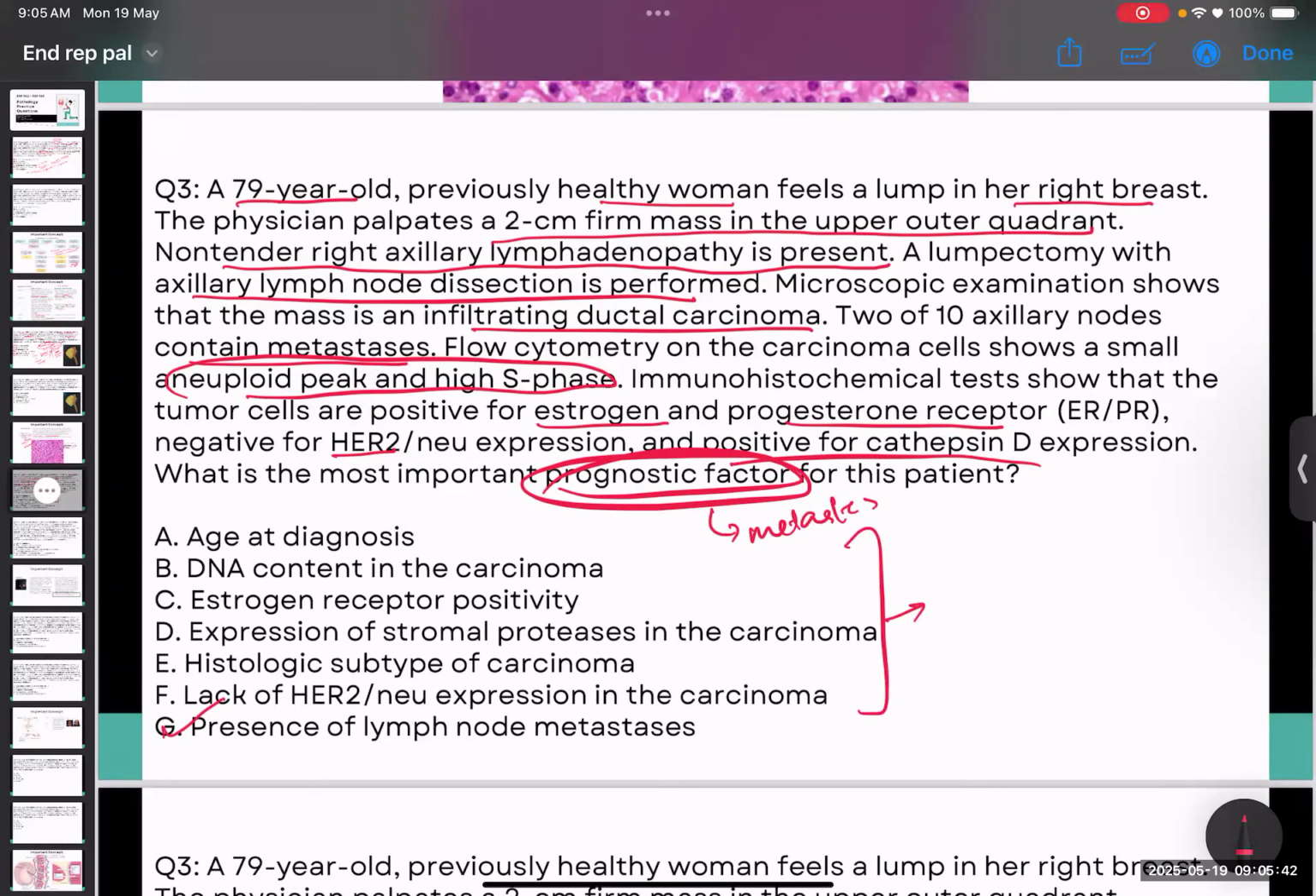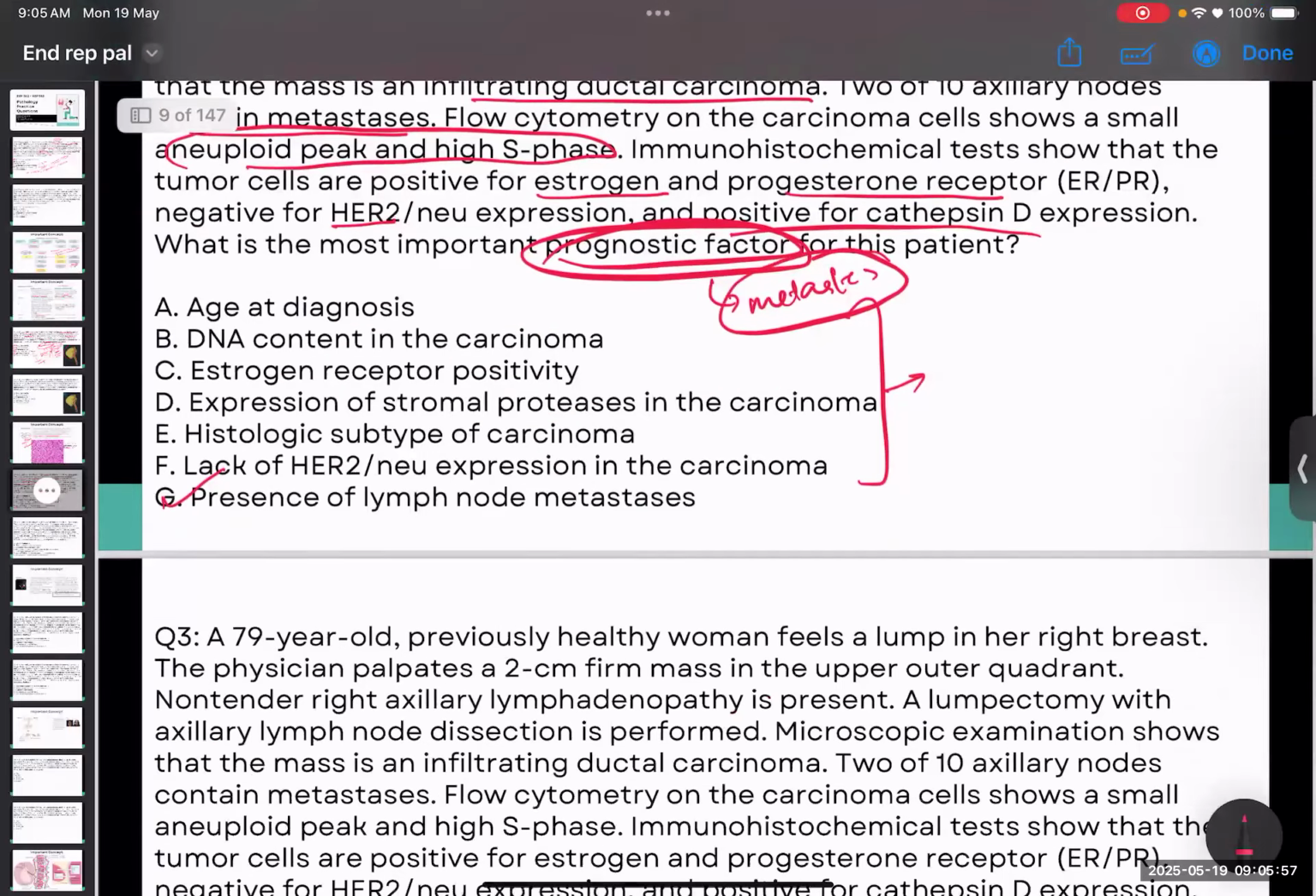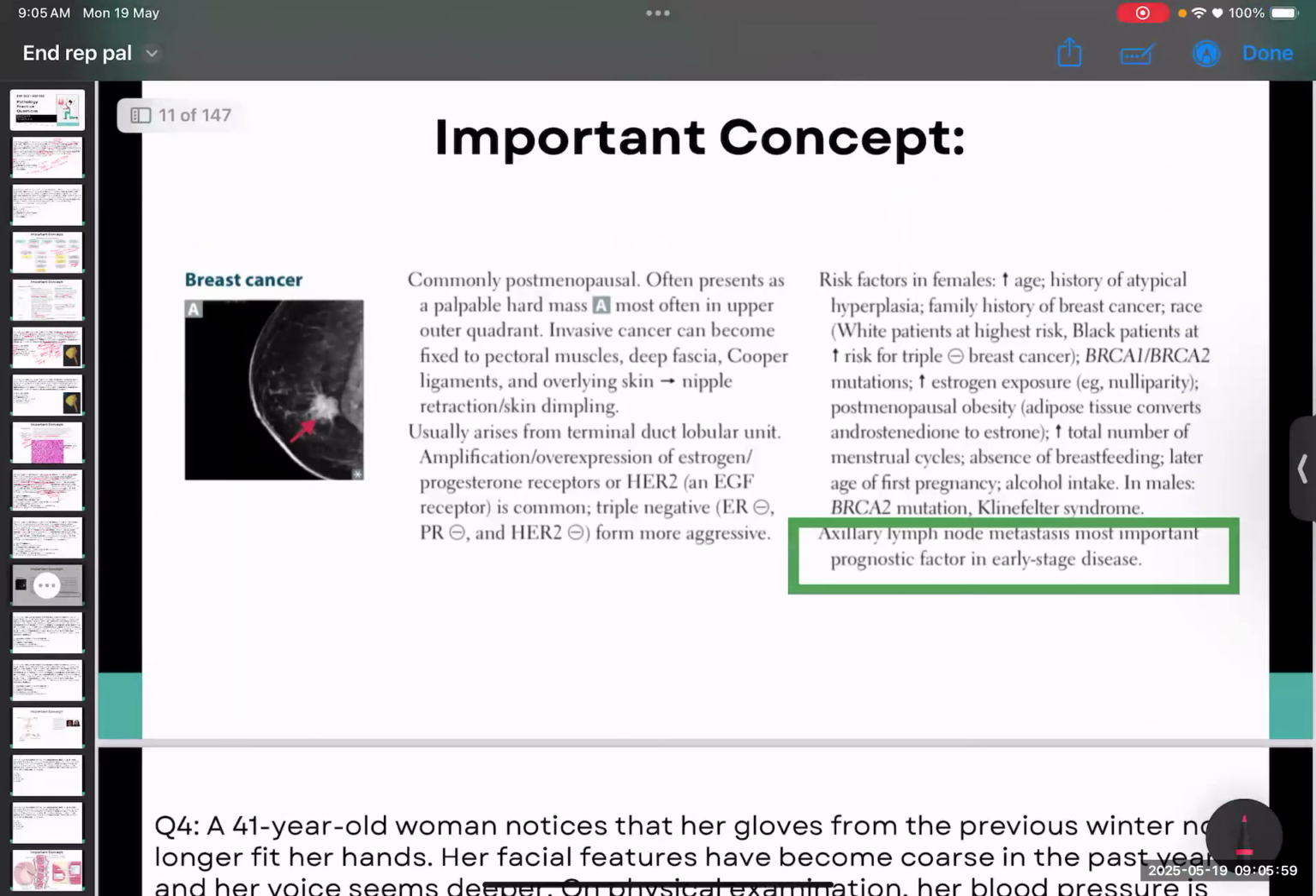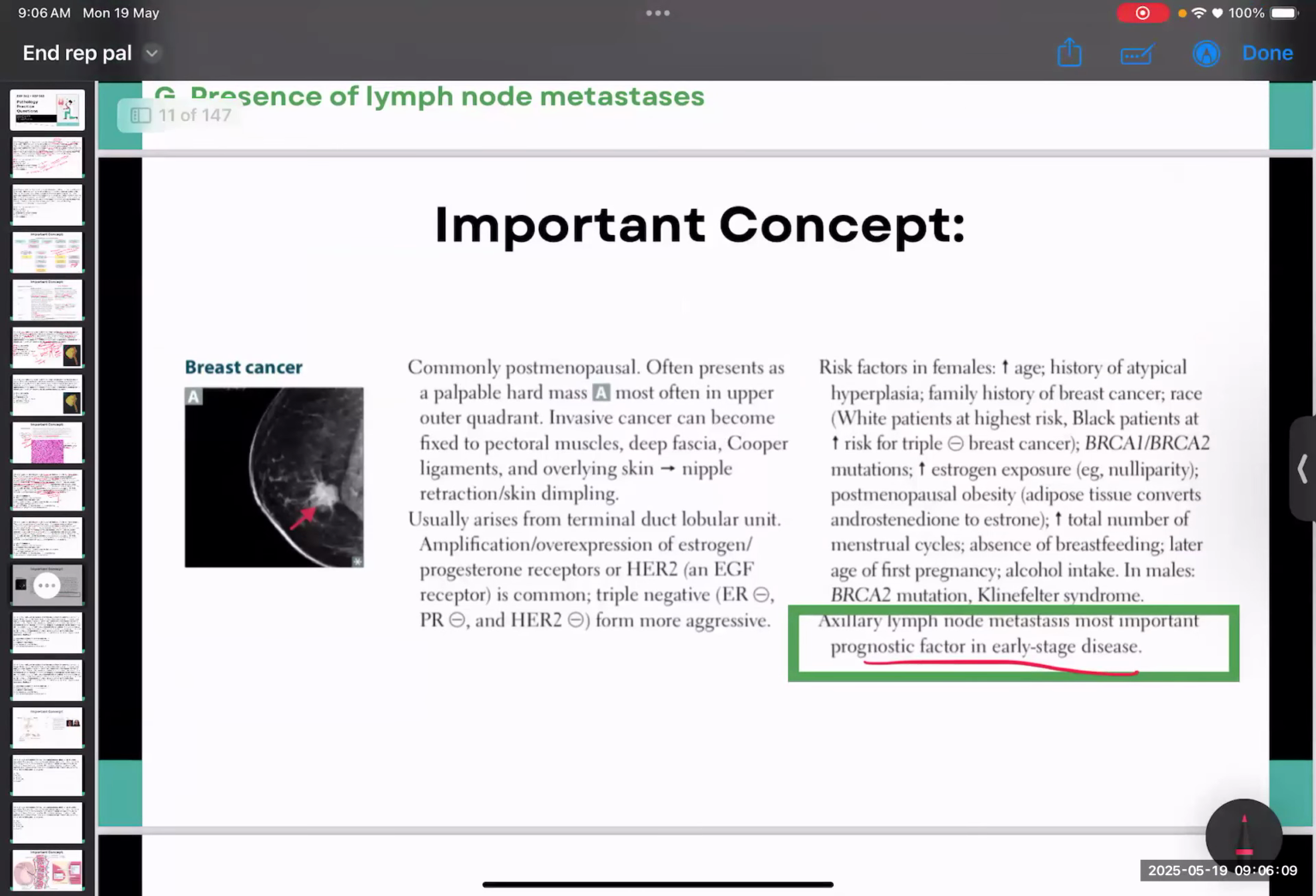Age at diagnosis is not necessarily a prognostic factor. DNA content of the carcinoma, estrogen receptor positivity, these are mostly microscopic things that don't contribute to metastases. So yeah, here, axillary lymph node metastases is the most common prognostic factor when we're talking about early stage disease. And yeah, you can read this off and just understand the risk factors for breast cancer.